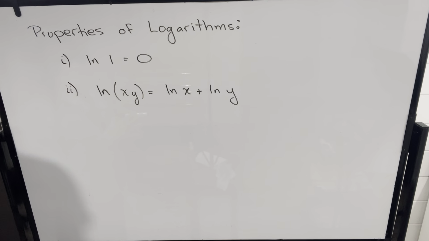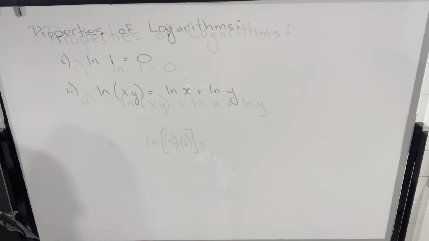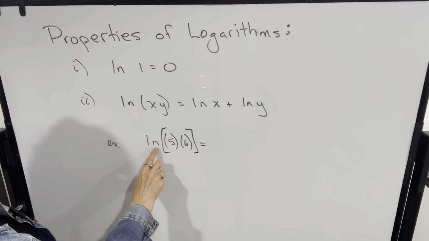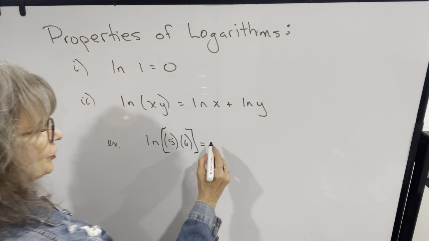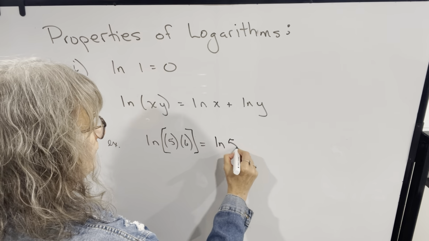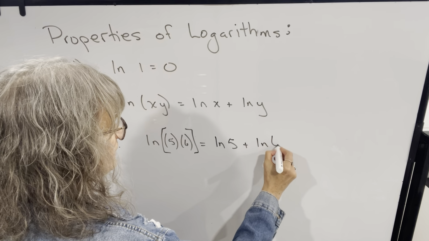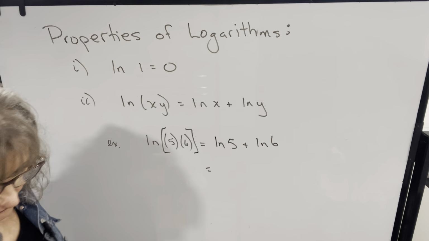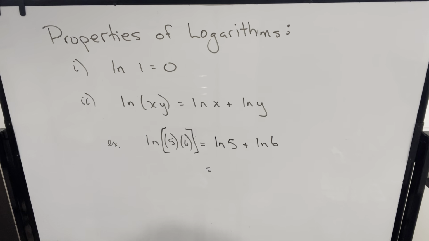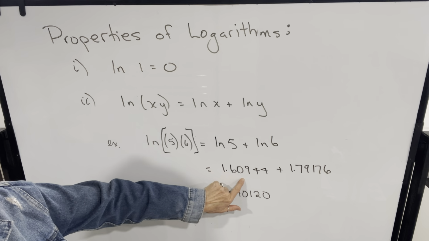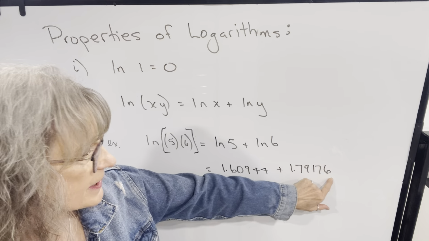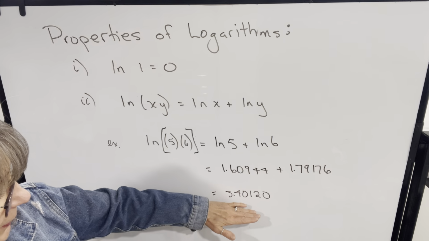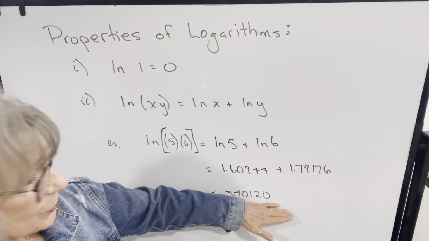I'm just going to do an example so that you can see that this property works. Let's say we have the natural log of 5 times 6. According to this property, this should be equal to the natural log of 5 plus the natural log of 6. Let's find those values and add them. Natural log of 5 is 1.60944. Natural log of 6 is 1.79176. And when I add those values, I get 3.40120.